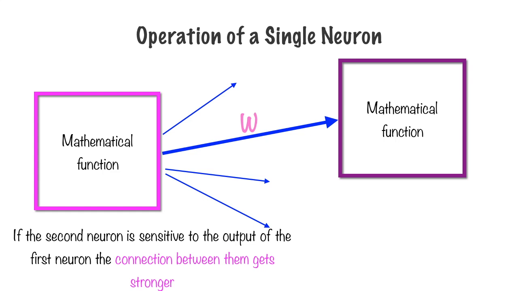If we find during the training of this neural network that the output of the second neuron is very sensitive to the input of a particular neuron from the previous layer, the connection between them gets stronger and the weight W associated with this connection increases. This can be expressed slightly differently as well. If the output of the first neuron causes the second neuron to fire more strongly, the connection between them is stronger, the weight associated with that connection is higher. This has also been described as cells that fire together, wire together.